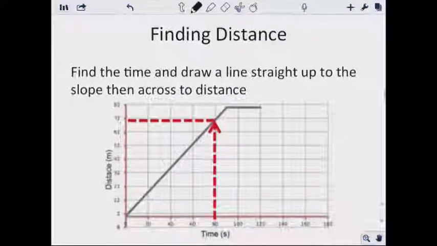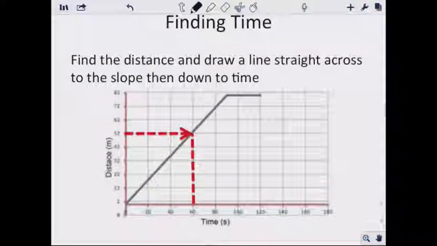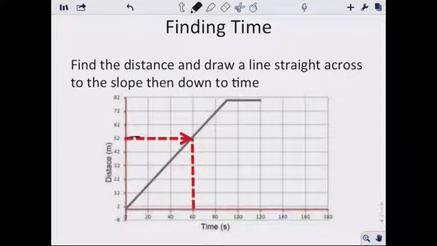So finding the distance, what we can do is find the time and draw the line straight up to the slope and then across to the distance. So if I know the time, I just go straight up and then I go across, and there's my distance, and that will give me the distance if I know the time. We can find the time by finding the distance, going straight across, and coming down, and that will give us the time. And that will give us a way to find distance and time on that graph.